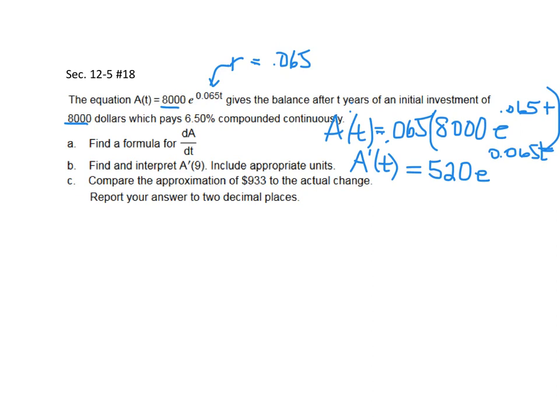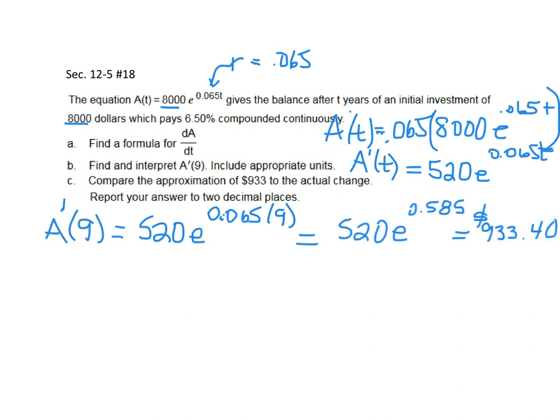Then it says find and interpret A prime of 9. So that's 520 e raised to the power 0.065 times 9. To do the arithmetic, we've entered this all into the calculator, and we have come up that A prime of 9 is equal to $933.40.